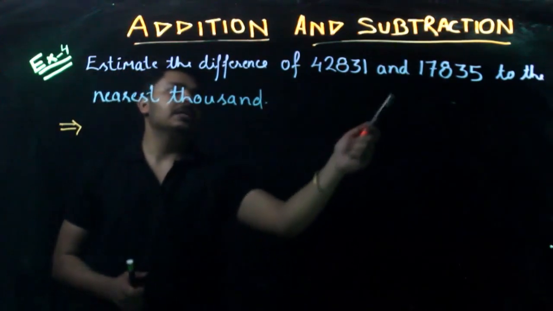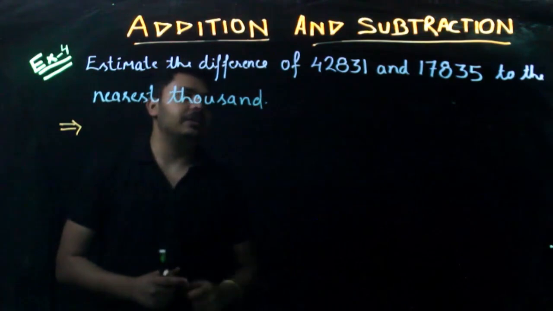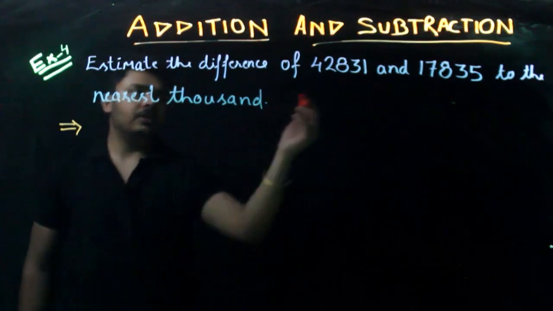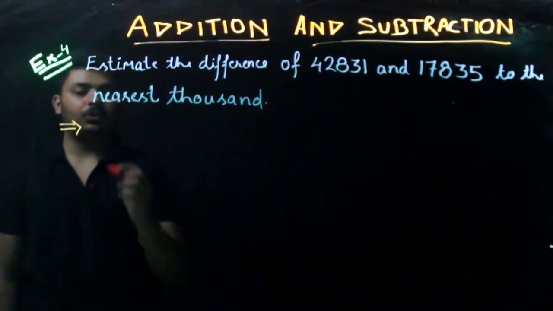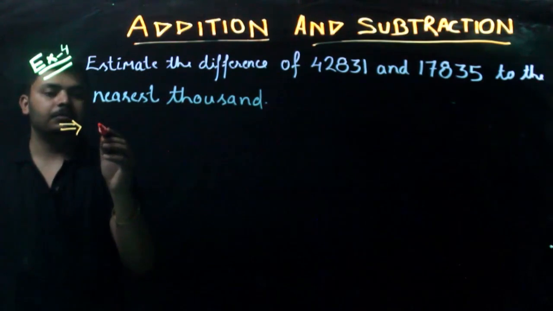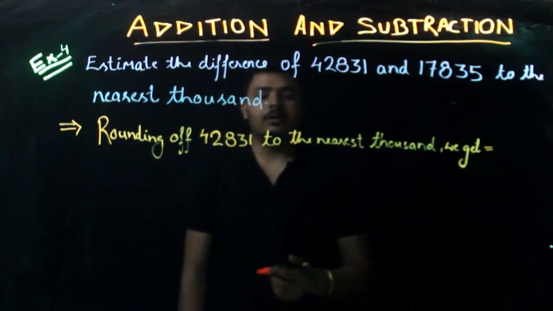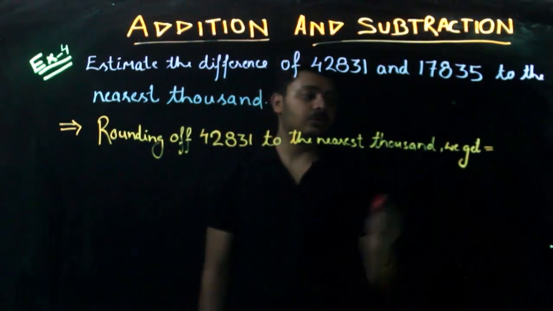42,831 and 17,835 to the nearest thousand. So now we need to round off the numbers to the nearest thousand. So first of all, rounding off the numbers. So rounding off 42,831 to the nearest thousand.